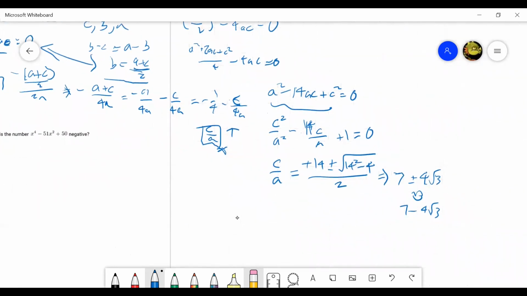Then after that, it just simply becomes negative 1/4 minus 1/4 times c over a. So like this. And this is equal to negative 1/4 minus 7 over 4 minus square root 3, plus square root 3. And this is equal to negative 2 plus root 3. And yeah, so that would be the answer to the problem.